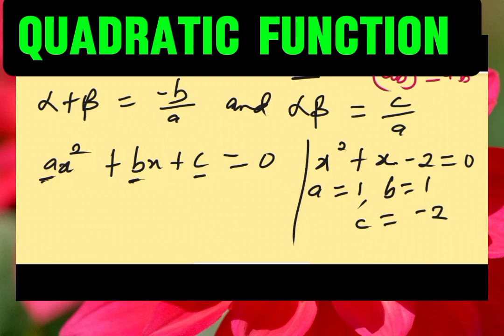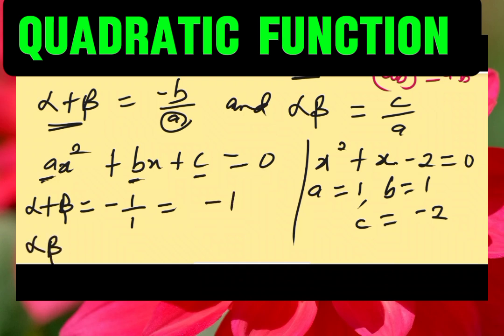So, sum of roots now, minus b over a, will give us, what is b? 1. That will be minus 1 over 1. And a is also what? 1. And this is minus 1. Good. Then product of roots, alpha beta, which is c over a. And what is c? C is minus 2. And what is a? 1. This will give us minus 2.